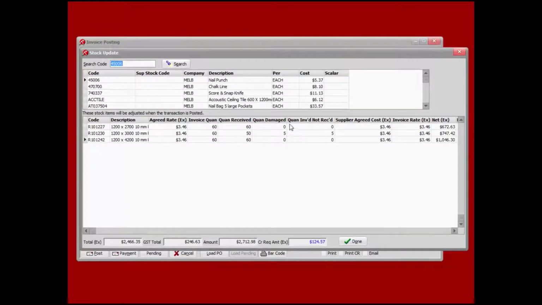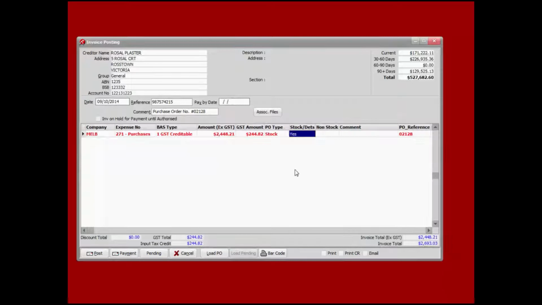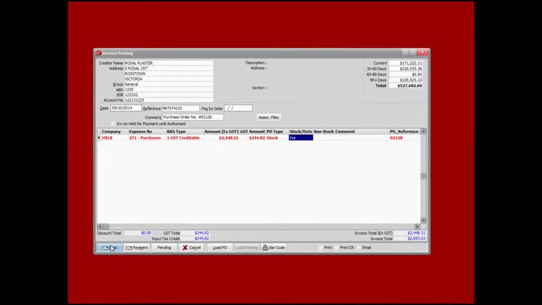So once again, we've got those columns repeated, the quantity damaged, not received. We've also got the ability to say, hold on, we had an agreed rate, and we've also got the invoice rate. So if there's a difference there, that's highlighted if it is greater than 10% from memory. That's going to now generate a credit request for the goods that either were overpriced or not supplied.